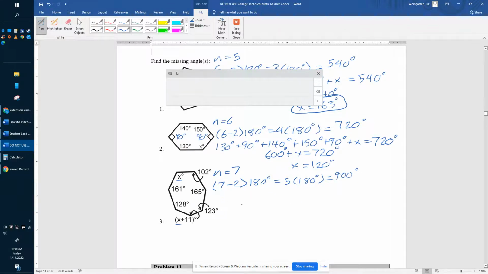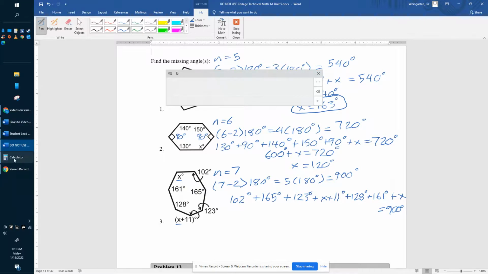So now we have to add everything up, and it's going to add up to 900. So we have 102 plus 165 plus 123 plus x plus 11 plus 128 plus 161 plus x equals 900.